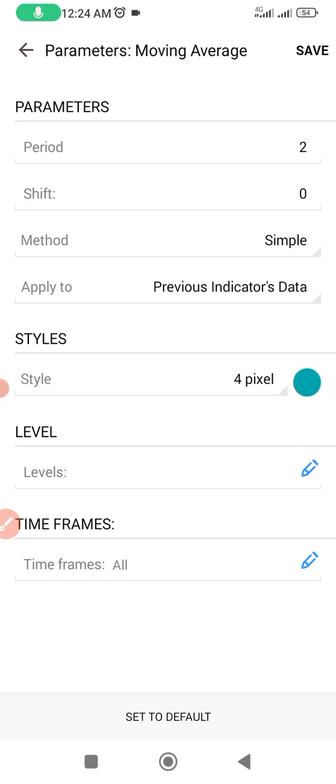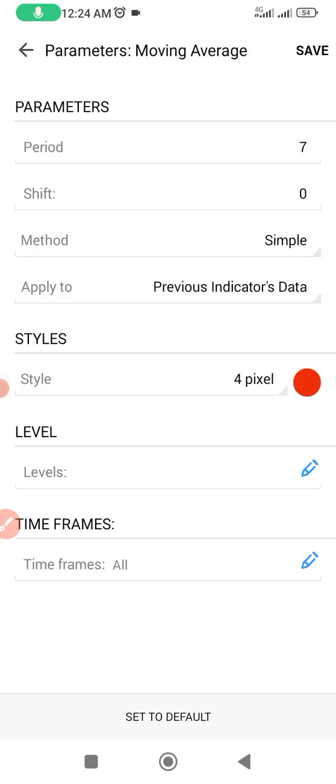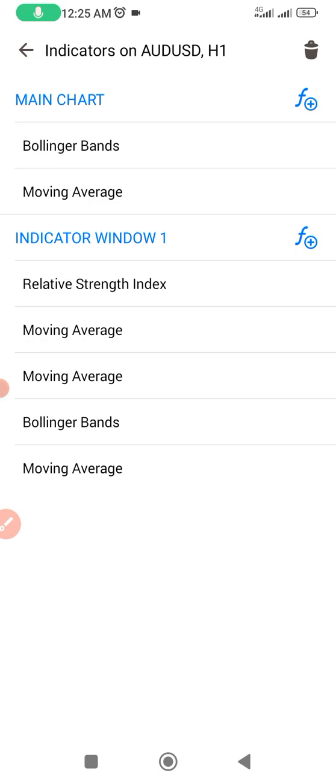The next is our moving average. The period is 2, shift is 0, method is simple, apply to first indicator data. Then the style is 4 pixel, the color is green. Please do not change the color. While the other moving average, period is 7, shift is 0, method is simple, apply to previous indicator data, and the style is 4 pixel, the color is red.